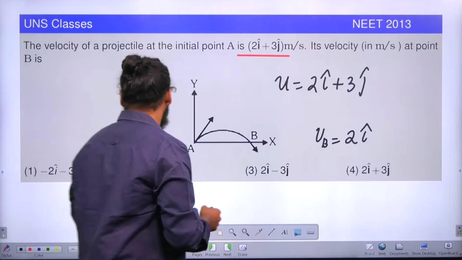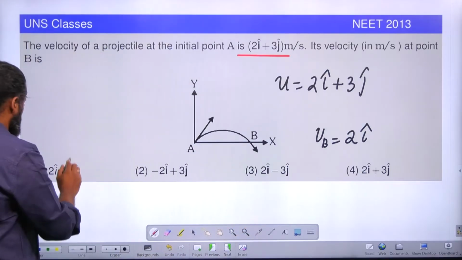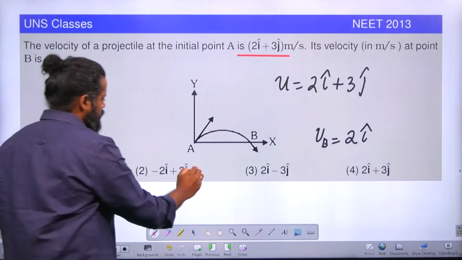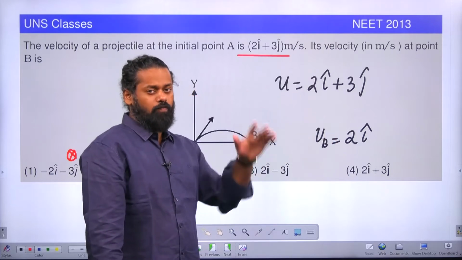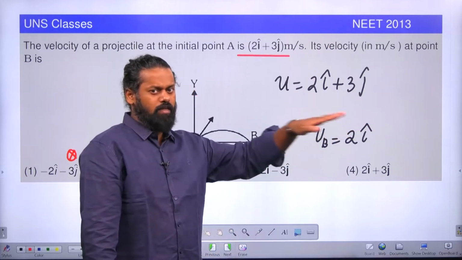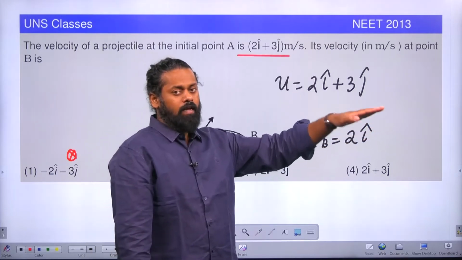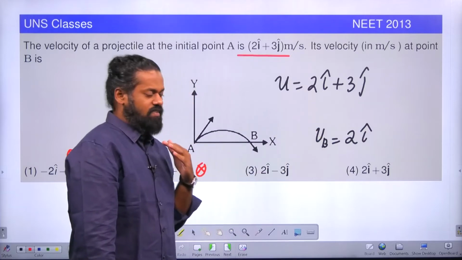So we can choose options with 2i. So we can eliminate this option as well as this option. So the answer is from option 3 and 4, because the x velocity is not varying. There is no gravity in the horizontal direction. There is no resistance force in the horizontal direction, provided air resistance is neglected.